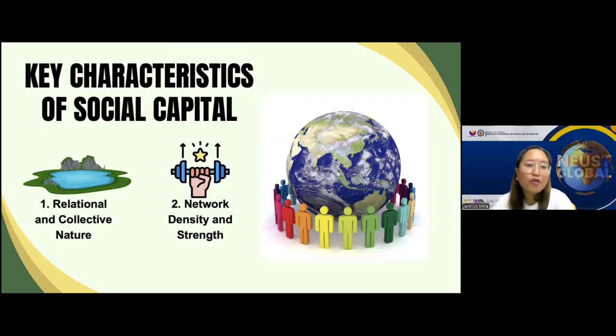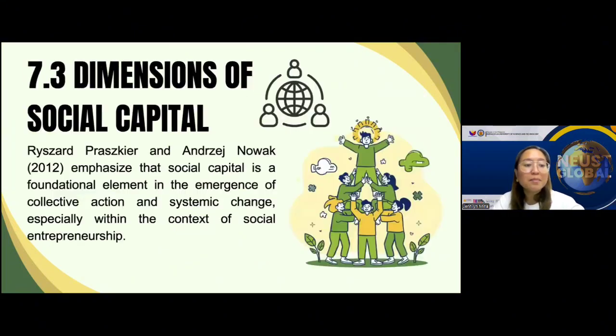Example, in a community of farmers, if everyone knows and trusts each other, they can share updates about weather conditions. We are being hit by many typhoons for the last few months. They can also share planting methods, for example, on the part of the farmers, or market prices more effectively. So this strong and connected network helps them make better decisions and support one another during challenges, unlike isolated farmers who rarely communicate.